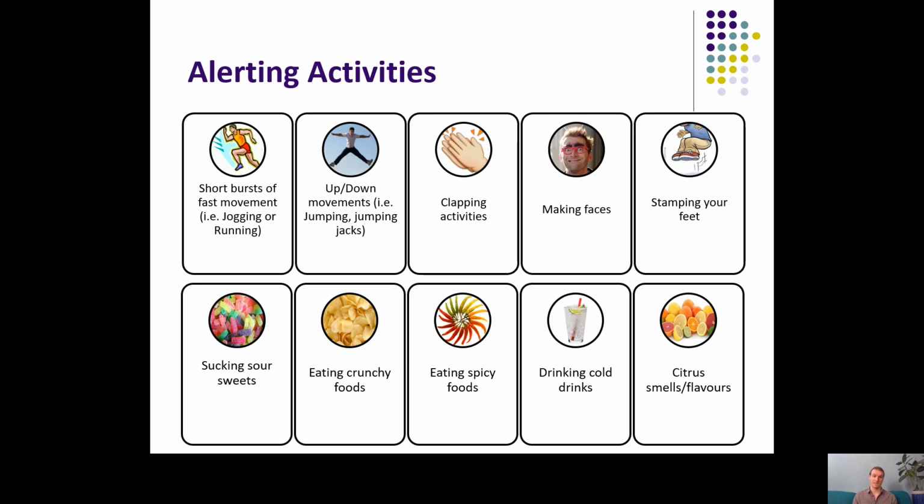So some examples of alerting activities include doing short bursts of fast movement, so going for a quick jog or a run, or maybe doing some up and down movements, so jumping or doing jumping jacks. Doing things like clapping, or making faces or stomping your feet. Maybe sucking on a sour sweet, or eating something that's really crunchy or spicy. Maybe having an ice cold drink or having an ice lolly. And then also having citrus smells or flavors. So be that a candle or eating an orange.